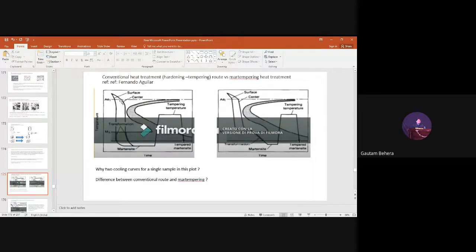Critical cooling rate is that cooling rate where the cooling curve will just touch the nose of the C curve. That means martensite will form. That means austenite will transform into martensite. Just it will touch. Just.